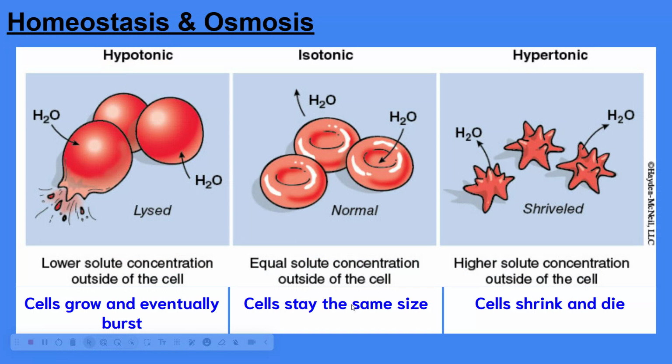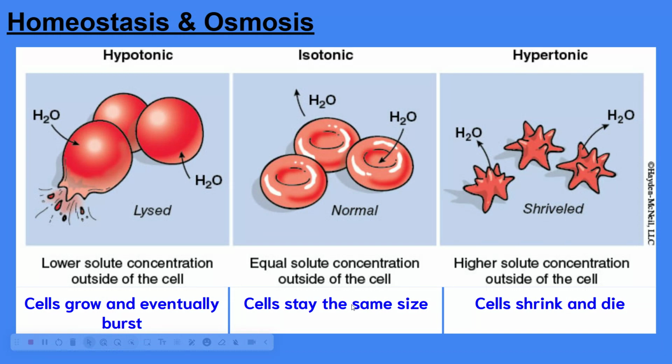Remember, osmosis is the movement of water, and water likes to follow salt. The water is always going to go where the bigger number of salt is. In the case of a hypotonic solution, there is a lower solute or salt concentration on the outside and a larger salt concentration on the inside of the cell. This means that water is going to rush into the cell where it's higher salt concentration to try and even it out, and the cells are going to grow because water is rushing in. Eventually, this can cause the cells to burst, which means they die.